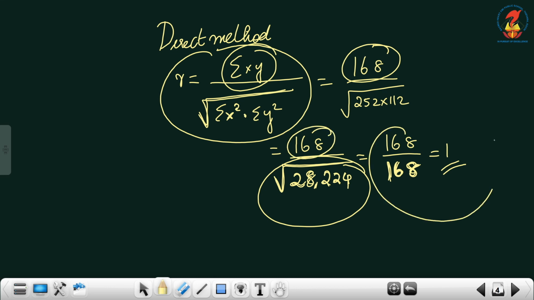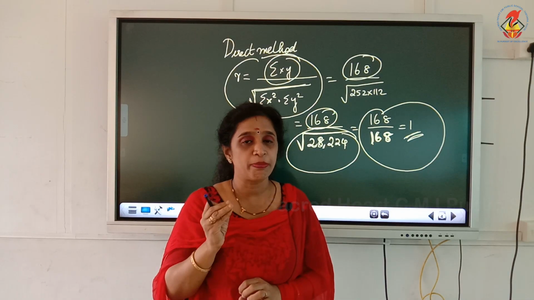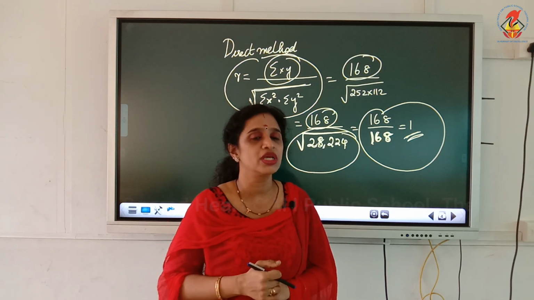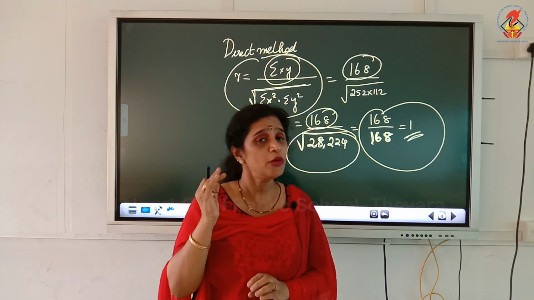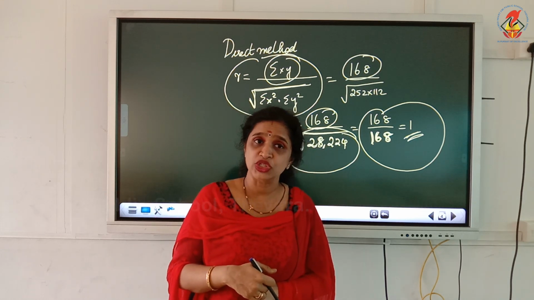Therefore, 168 divided by 168, you will get the value as positive 1. So it is a perfect positive correlation. You have already learned, if it is positive 1, what will be the relationship between the two variables? It is a perfect positive correlation. This is how you have to find the correlation. So Karl Pearson has helped us find the coefficient of correlation between the two variables.